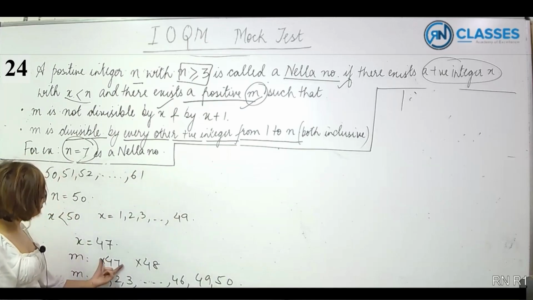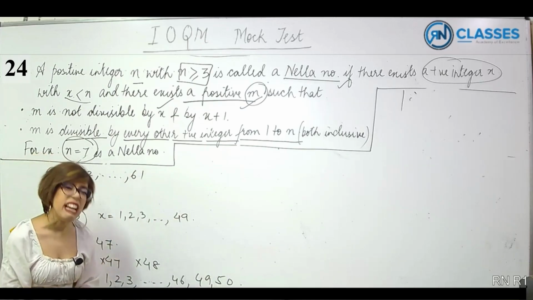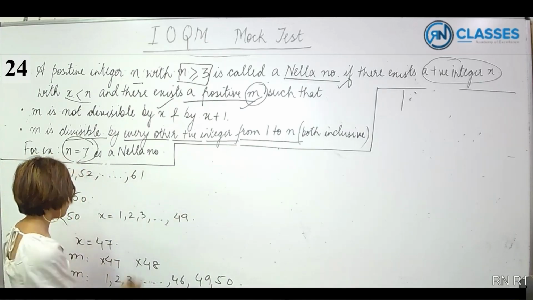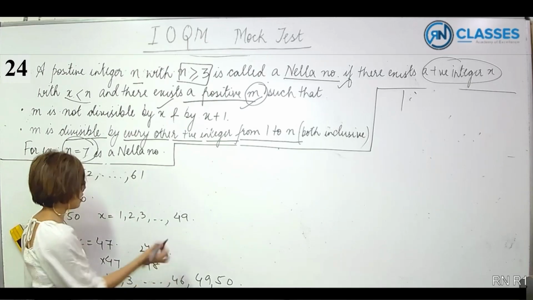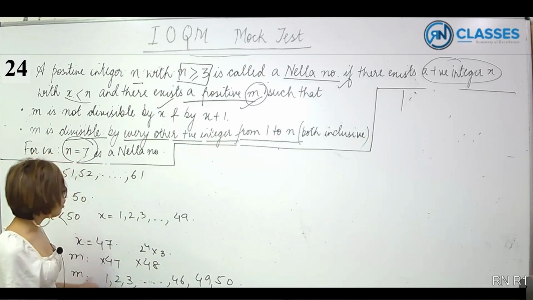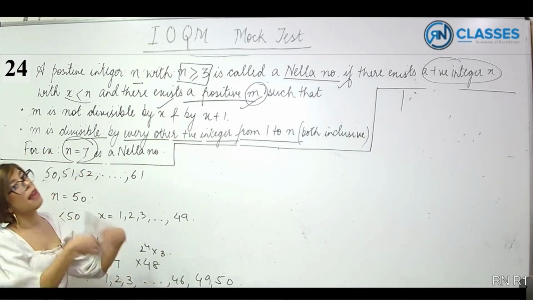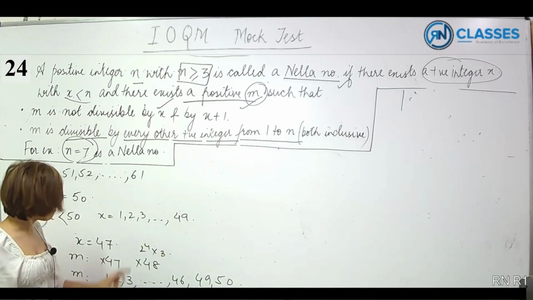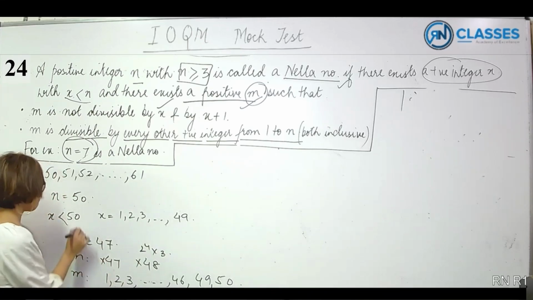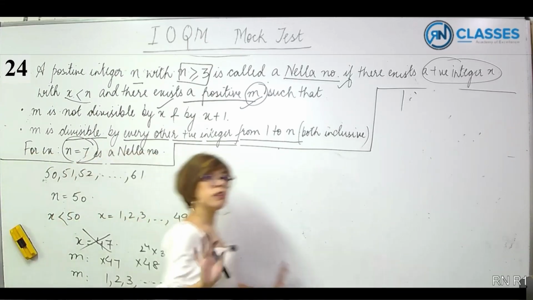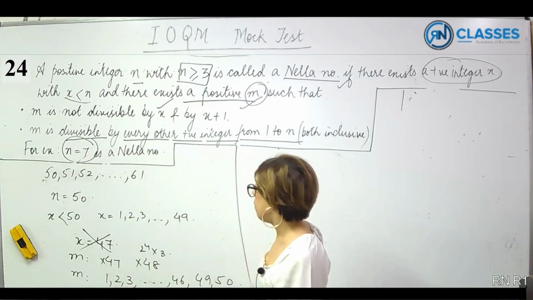Right? This is absolutely fine. 47 is a prime number. I get it. 48. Now 48 is nothing but 2 raised to 4 into 3, right? 16 into 3. Now obviously m would be divisible by 16 and m would be divisible by 3. That means m would be divisible by 48. So that means a contradiction is there. I cannot have x equal to 47. Let me go further down.